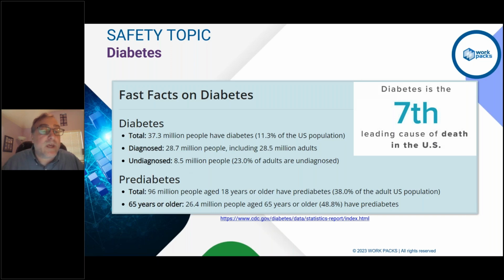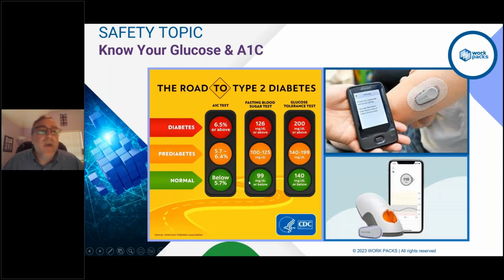There are also a bunch of folks who are pre-diabetic, not knowing it's coming, older than 18 years, but showing sugar levels that are heading that way. So the moral of the safety topic: know your glucose and your A1C, right? Below 6.5 for your A1C is pretty good, you're above average. Below 5.7 are really good numbers.